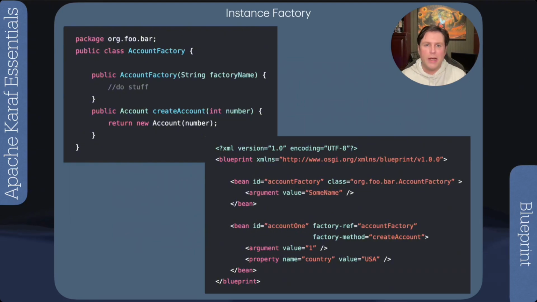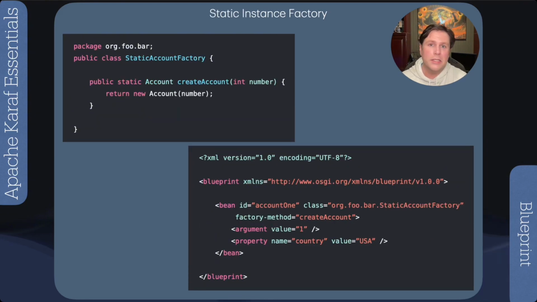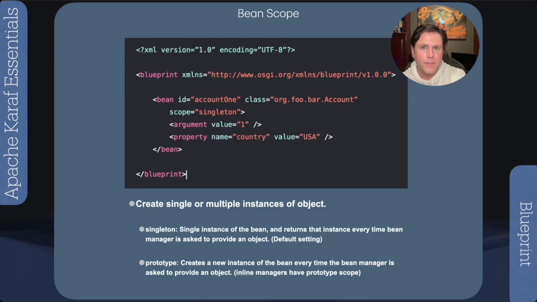We can create the instance factory pattern. You would create your standard Java factory pattern with some kind of create method. In the Blueprint, you'll have your Java bean instantiated, and then you'll be able to call the factory references. So in this case, I want to create another bean that's going to call my account factory. I'm going to use the factory method of create account, pass in a set of arguments and properties, and get my objects created that way. Similarly, in the static factory pattern, we have just one bean that calls a static factory, saying what the create method is, and passing any arguments or properties as required.